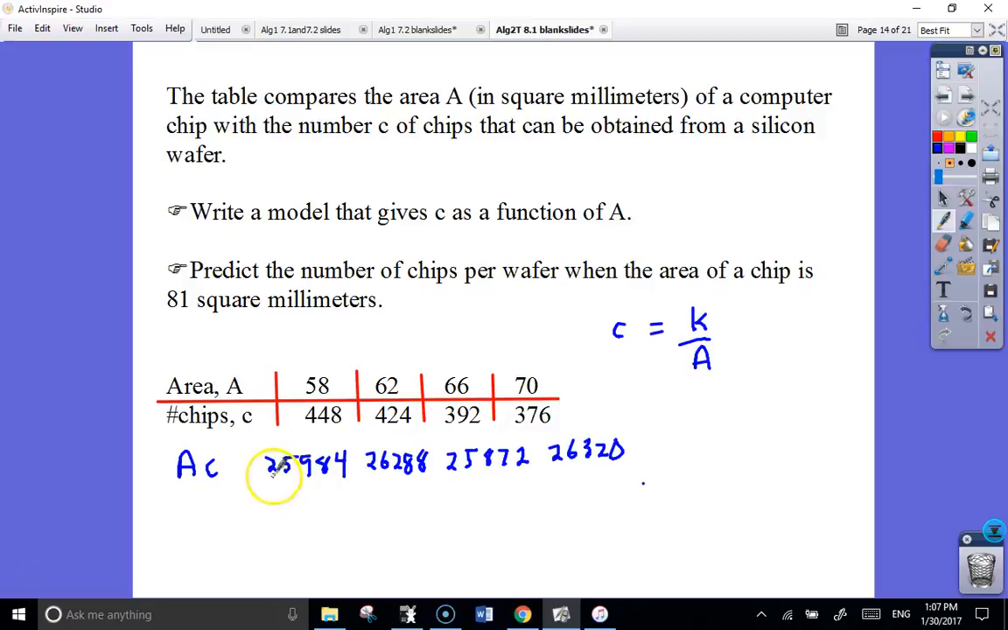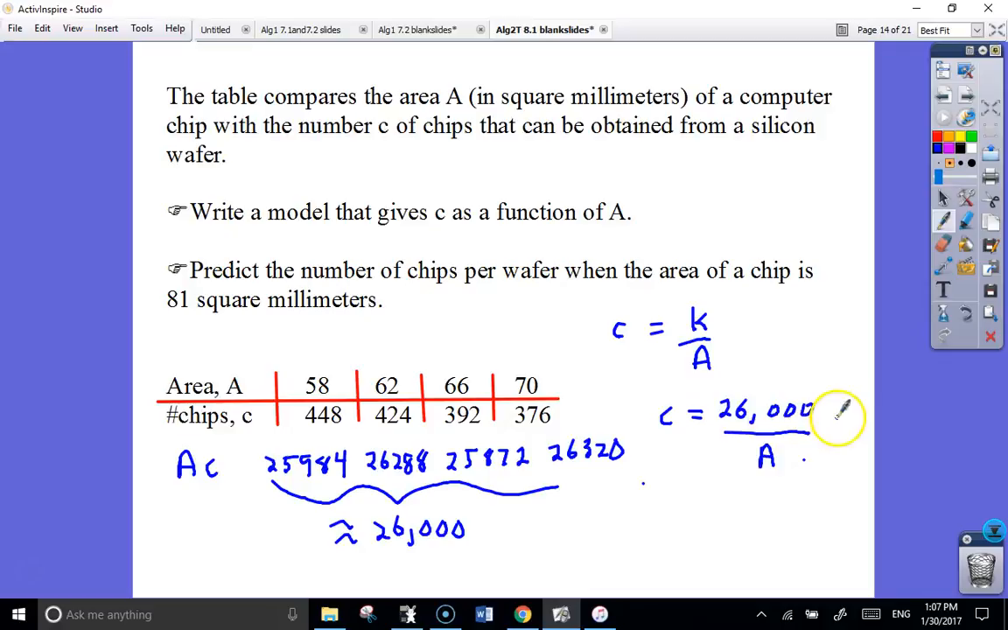If these are all the values we got when we did A times C, probably about 26,000, right? Approximately 26,000. So we'll say C equals 26,000 divided by A.